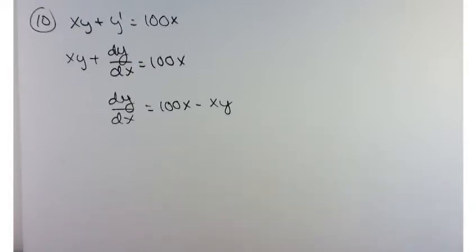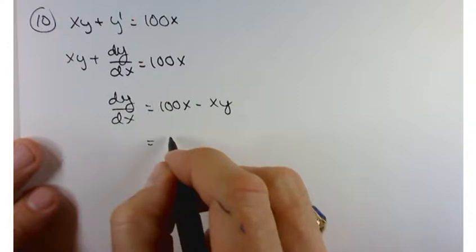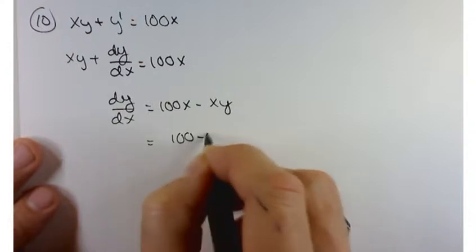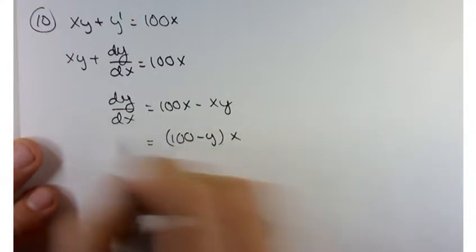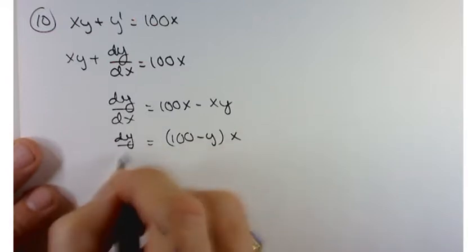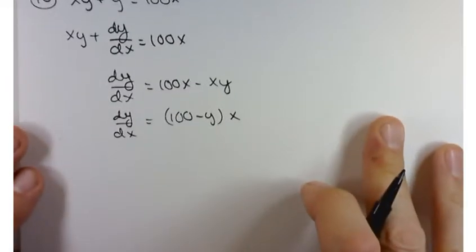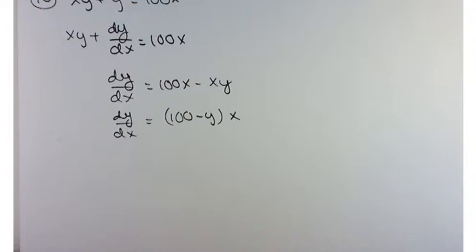Okay, but I got some more work to do. As we just said, we want to get the x's and the y's on separate sides. So some suggestions. What can I do? All right, good. Let's factor out an x. So it's going to be 100 minus y times x. All right, that's good. Nice job. I didn't expect you to get that one just yet, but you did. Continue.